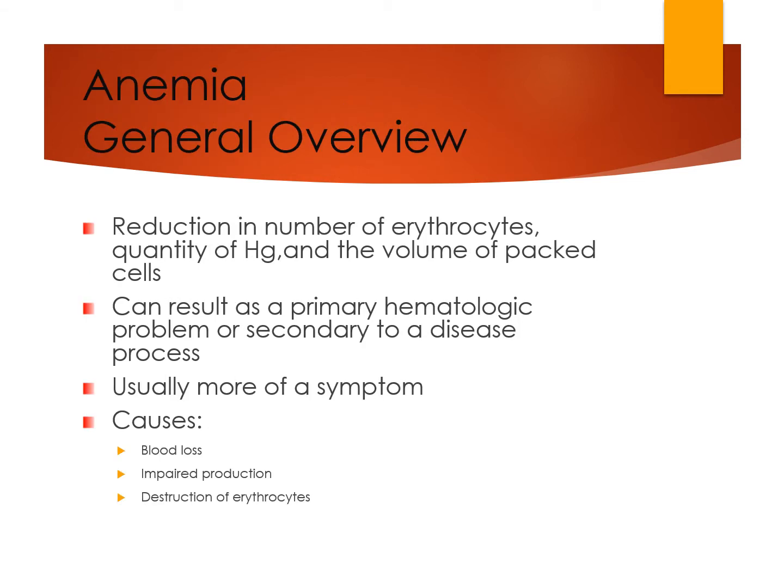Anemia, as a general rule, is the reduction in numbers of red cells, the quantity of hemoglobin, which is that protein responsible for transporting oxygen, and the volume of packed cells. It can be the result of primary hematological problems or secondary to a disease process. Thinking of a disease process such as diabetes or kidney disease, oftentimes erythropoietin can get destroyed. We'll discuss that later. It's usually more of a symptom, and the causes can include blood loss, hypovolemia, impaired production of red blood cells, and destruction of erythrocytes.